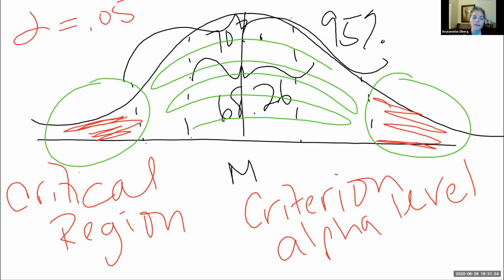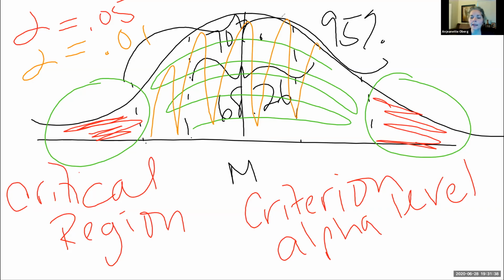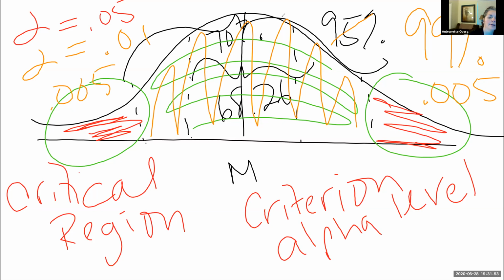We can also set a criterion of, I'm gonna make this orange, 0.01. And if we're doing 0.01, then the middle isn't gonna be 95%, it's gonna be 99%. And then here is gonna be just 0.5%, because together, these 2 ends now are going to make up the difference of that 99%. So they'll total 1%, and then the 99% will be in the middle.